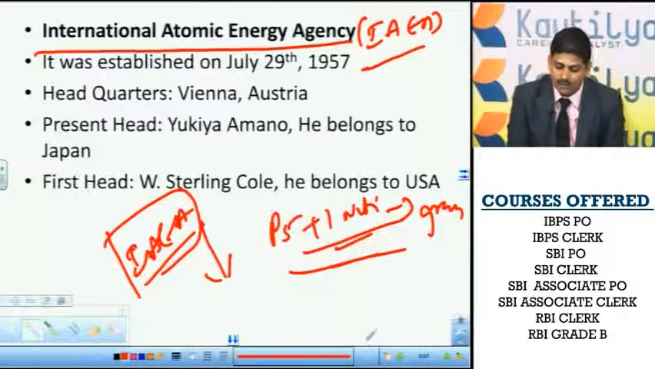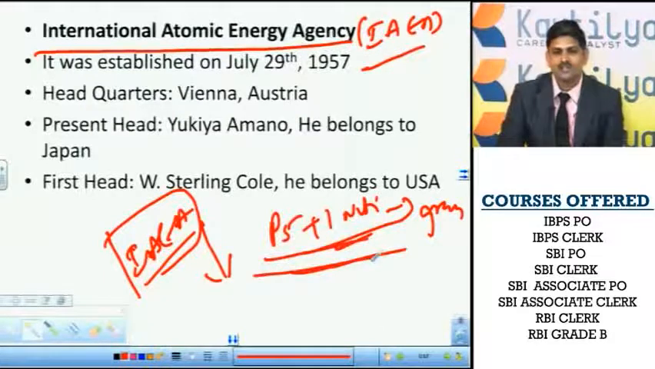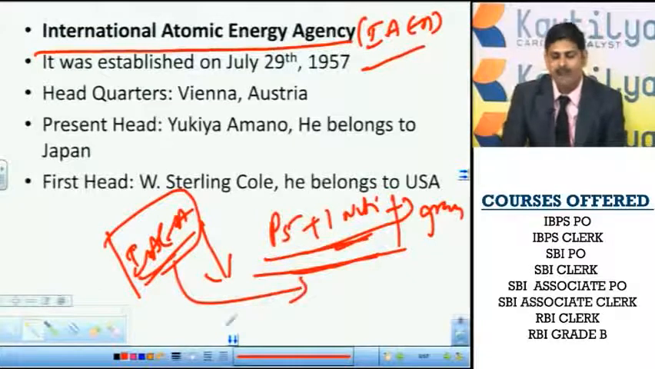Now, what are these P5+1 nations? Actually, the P5+1 nations and Iran came to an agreement. As per that agreement only, this IAEA team went to Iran. What are these P5 nations? The P5 are the five permanent members of the United Nations Security Council, that is America, Russia, Britain, France and China. These 5 nations.